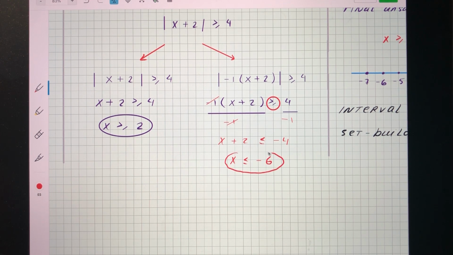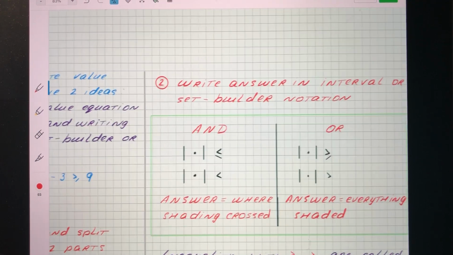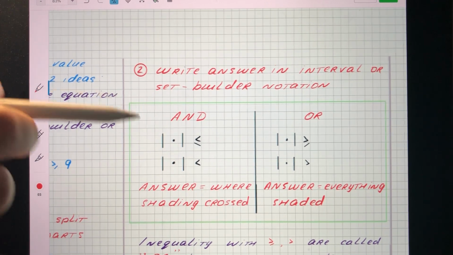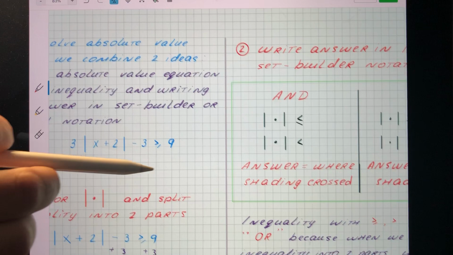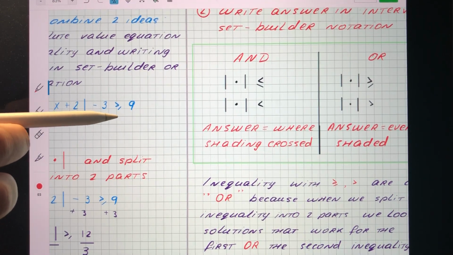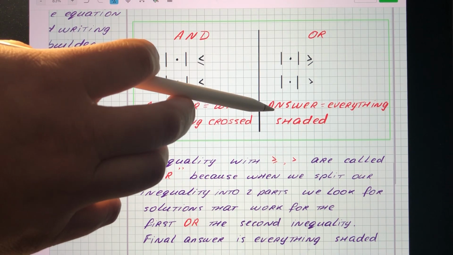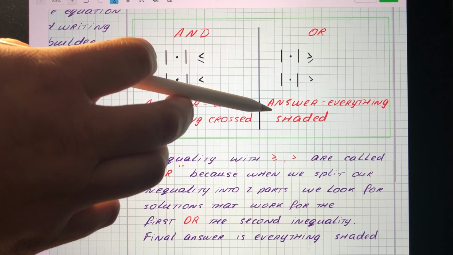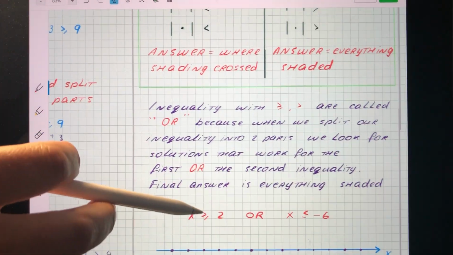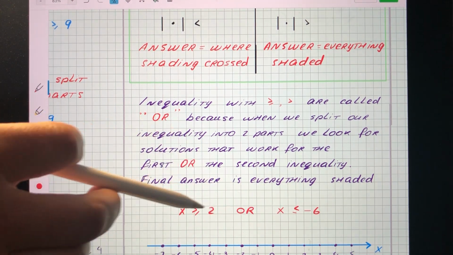Now we have our two solutions, and we need to write the final answer. There are two possibilities, and or, depending on the original inequality symbol. The and comes from the less than, the or comes from the greater than. We have greater than, which means our answer is going to be of the type or. And the final answer for the or is everything that is shaded, because we are asking for all the answers that were true for either the first inequality or the second, which means there is two halves to our answer.